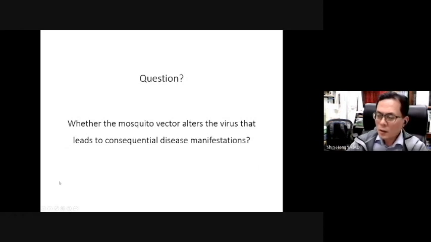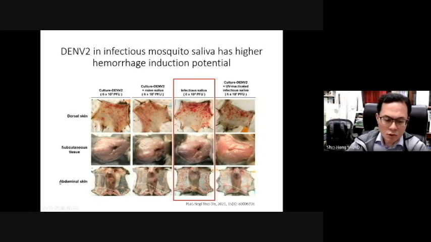For example, whether the mosquito vector can change the virus, resulting in consequential disease manifestations. So to answer this question, again, we use this dengue hemorrhage mouse model to investigate whether the infection of mosquitoes will result in any change in dengue virus, and then that will affect the ability of the virus to induce hemorrhage development in the mammalian host.